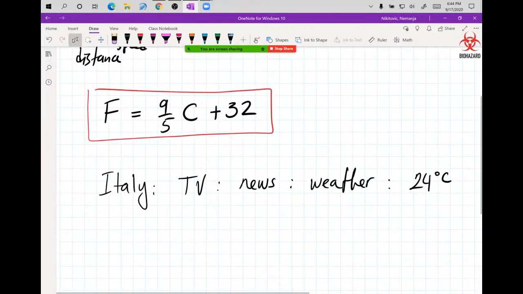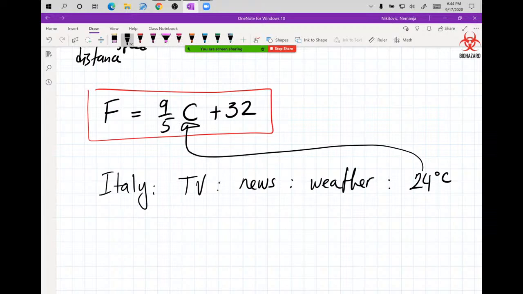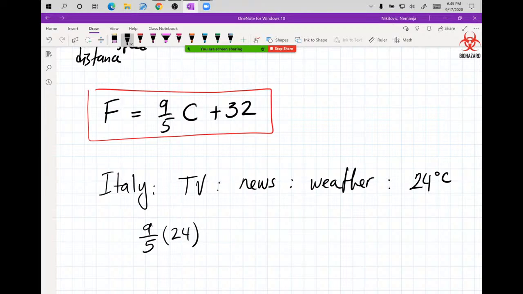Well, your job is to take this 24 and plug it in there, because the temperature given is the temperature in Celsius, which is the language you don't speak. And then you can calculate the temperature in Fahrenheit, which is the temperature you do speak. So this is why formulas are important. So here we go. 9/5 times 24 plus 32.